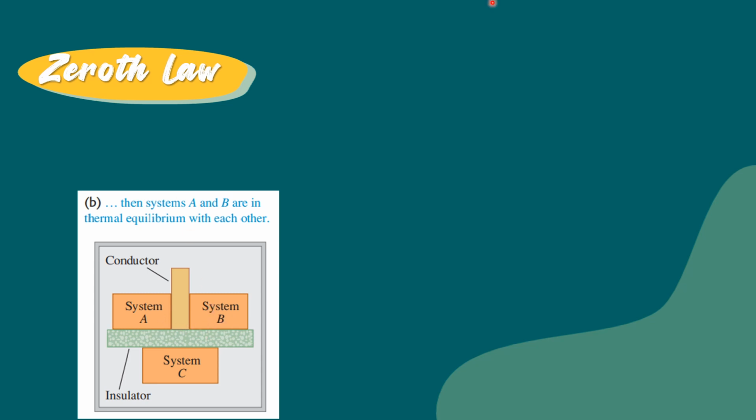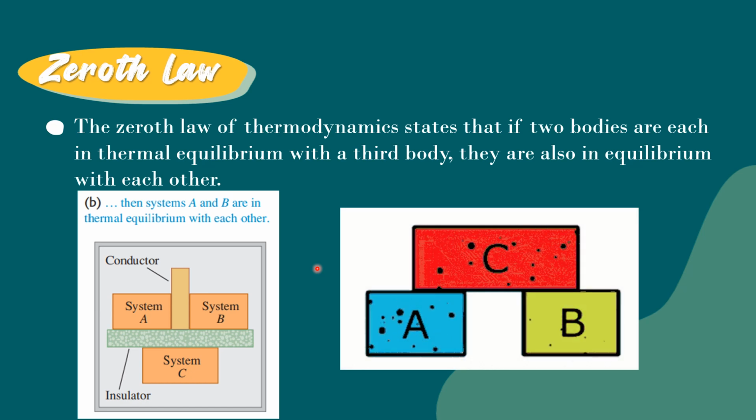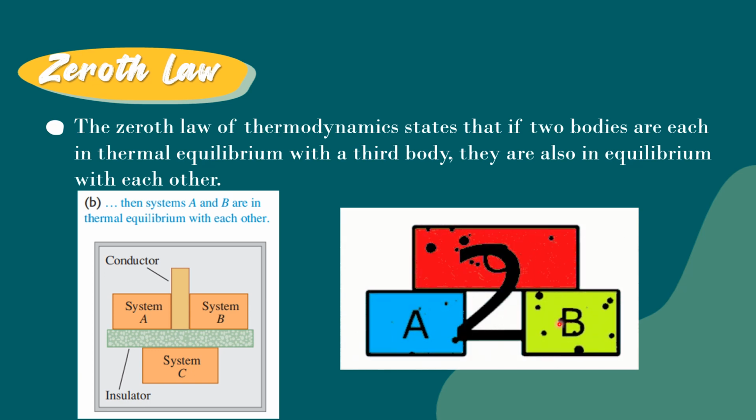So the zeroth law, if we state it in words, is that the zeroth law of thermodynamics states that if two bodies are each in thermal equilibrium with a third body, they are also in equilibrium with each other. By figure, this is what happened a while ago. Systems A and B initially had different temperatures with respect to each other and with respect to C.